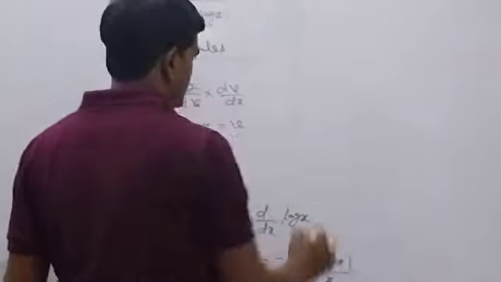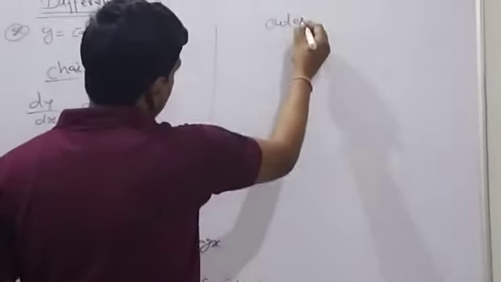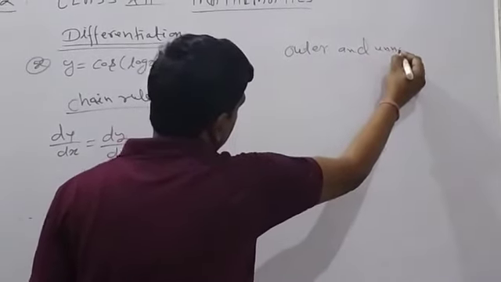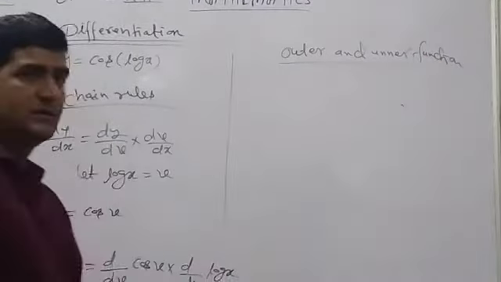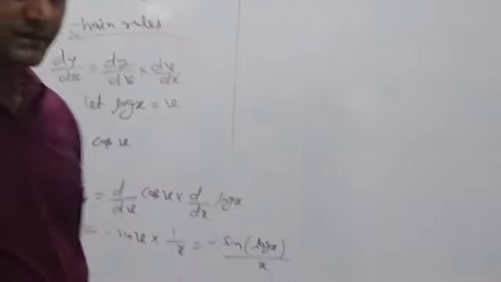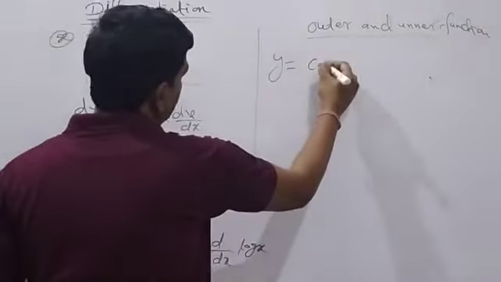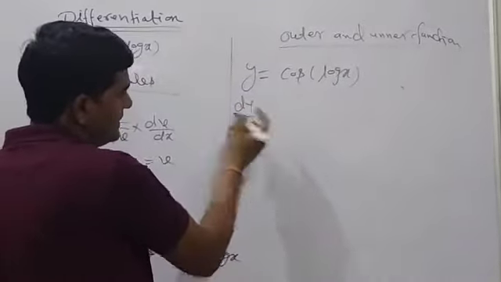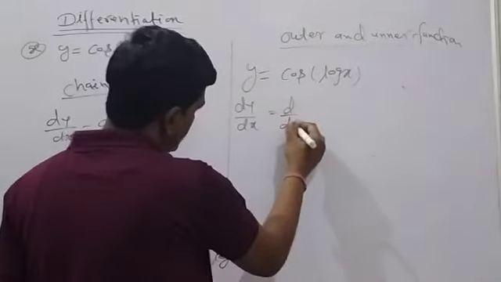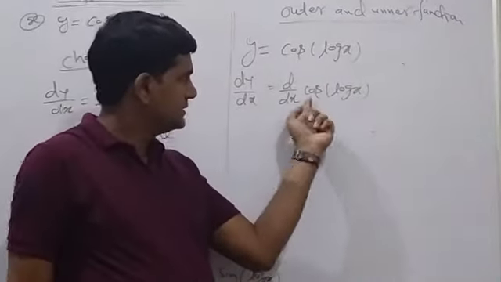Now giving another rule: outer and inner function. Outer and inner. Clear? You can apply only one method, either this method or this, whichever is simple for you. Then here y is equal to cos of log x. Very simple. First of all, put the symbol. dy by dx is equal to d by dx of cos of log x. Now this is the outer function.